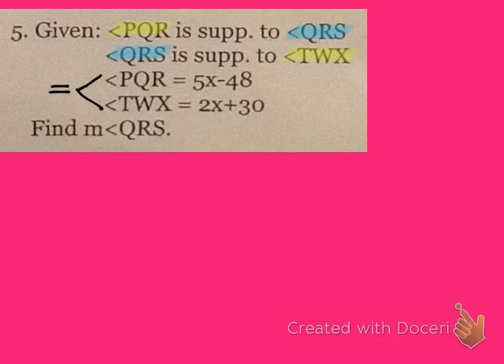A lot of students wanted to add these 2 angles to equal 180. Well, that's not the relationship here. So once I figure out the relationship, now it's easy. When 2 things are congruent, I can just put an equal sign between their expressions.